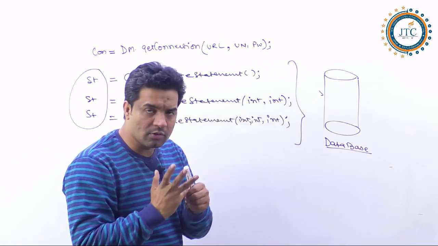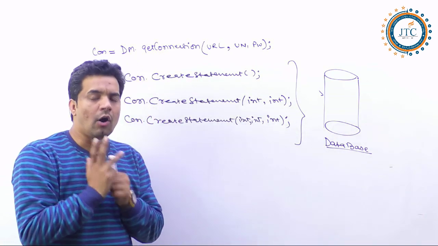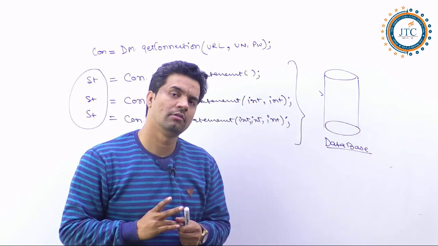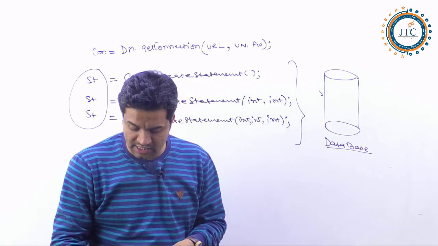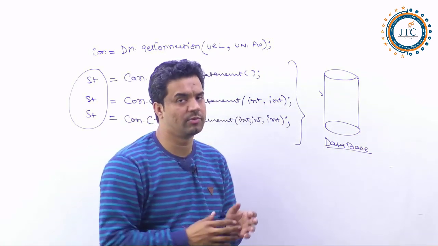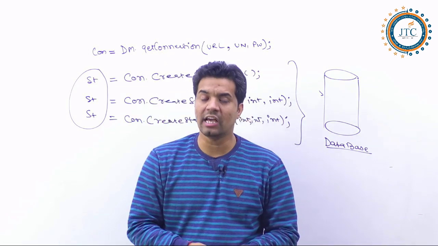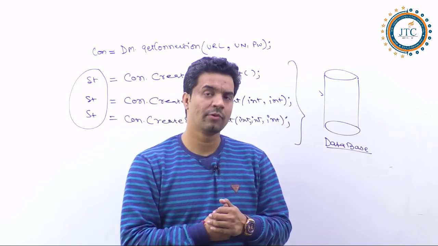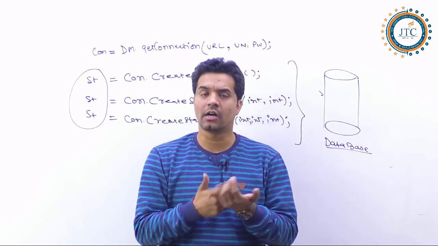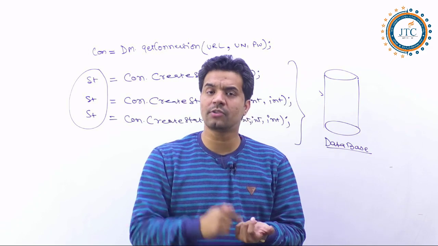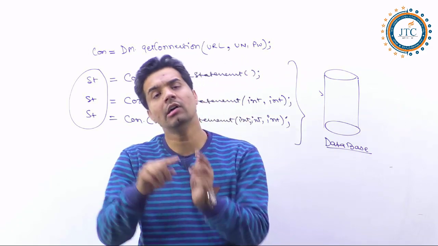Why do we need a statement? First, how are we going to get the statement object? We are going to get the statement type of object with the help of the connection object. Why do we need the statement object? Because with the help of the statement object, we are going to submit queries to the database.